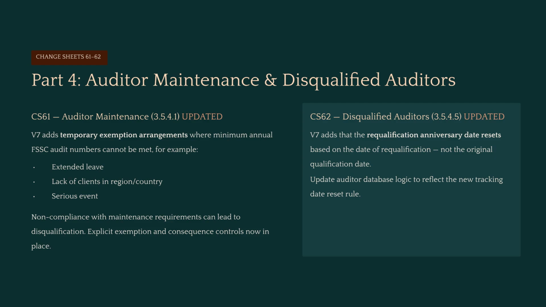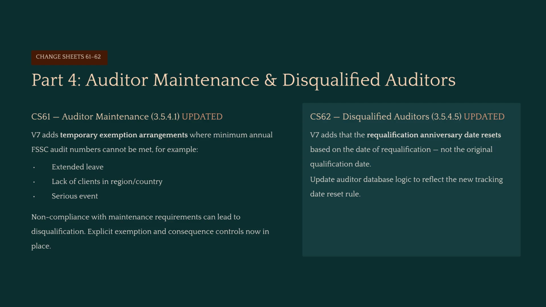This slide looks at what happens after an auditor has already been approved. Approval is not permanent unless competence is maintained. Version 7 strengthens the way auditor maintenance and disqualification are handled. The general expectation remains that each auditor must maintain active FSSC auditing experience. Version 7 explains what happens when an auditor cannot meet the required annual number of FSSC audits. Instead of leaving this unclear, V7 introduces a temporary exemption arrangement.